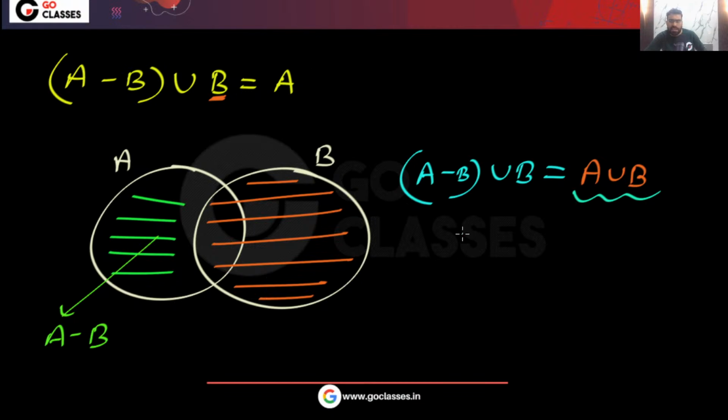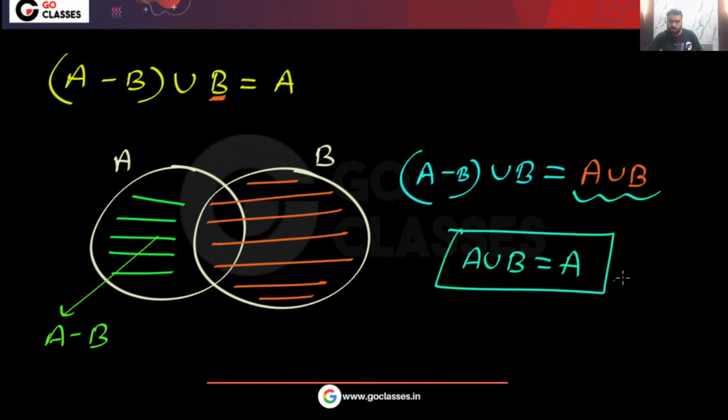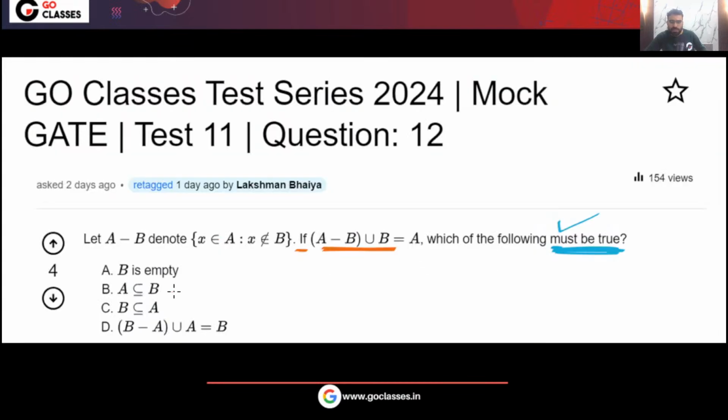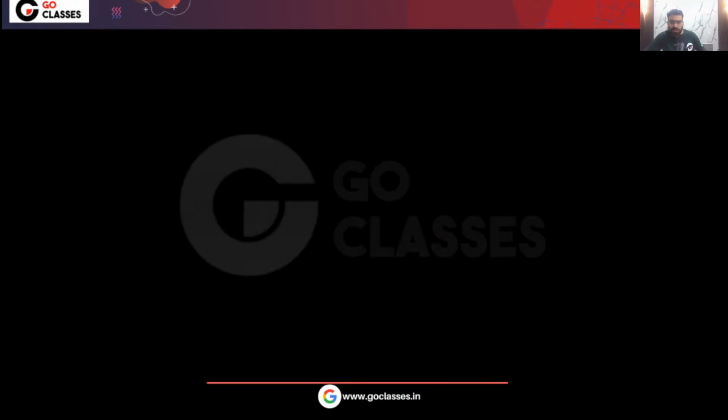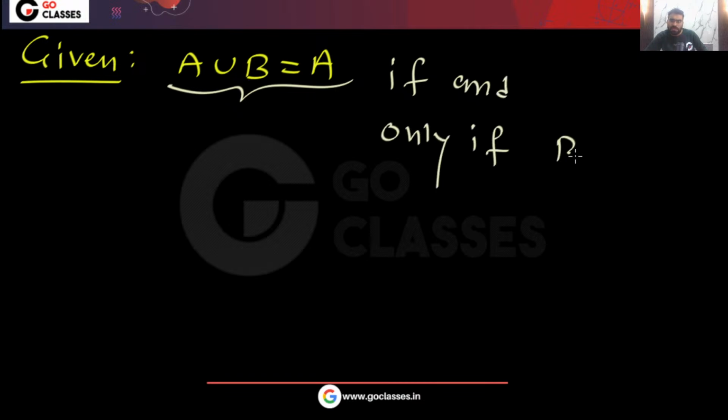And the question is saying that A union B is equal to A. This is given to you in the question. Now the question is asking what must be true for B. So remember what is given in the question: A union B is equal to A. So what does that mean? Remember, this will happen if and only if B is a subset of A.